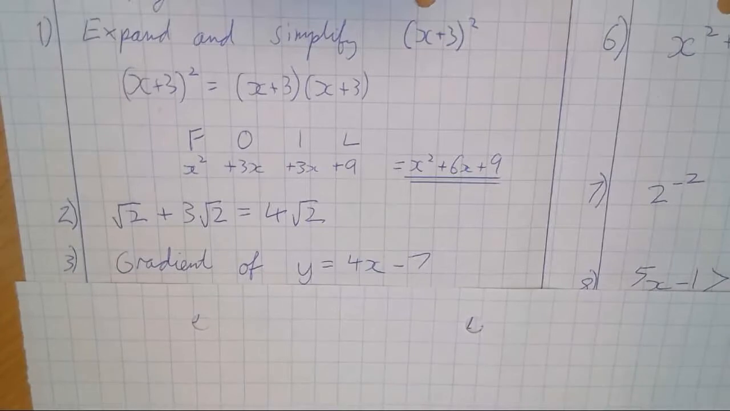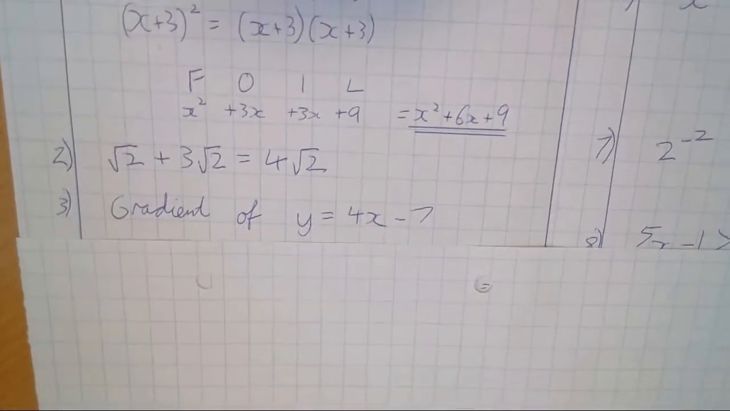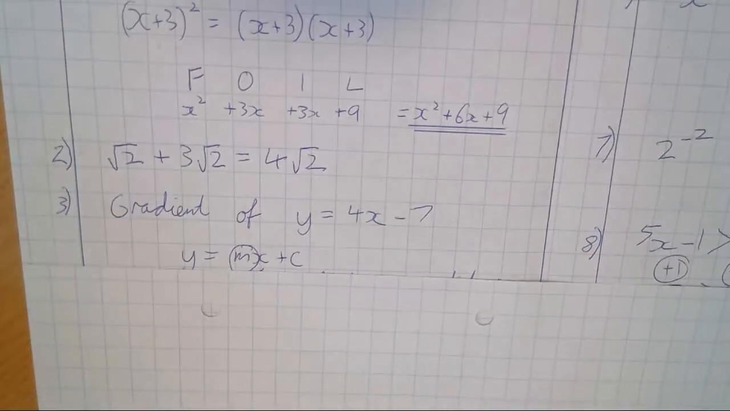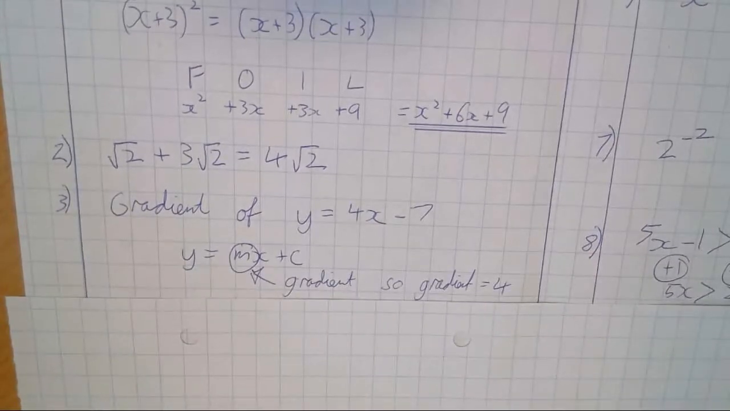Right, the gradient of this line. Anyone doesn't get this, I'll be very disappointed. Y equals mx plus c. The m bit there is the gradient, so the gradient here is 4. Not 4x. 4x is not a gradient. 4 is the gradient.